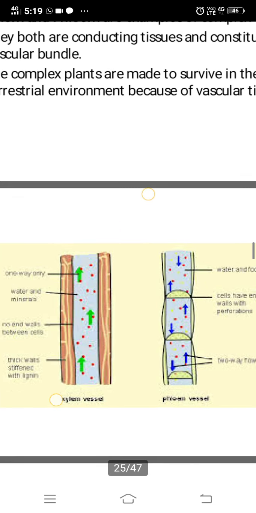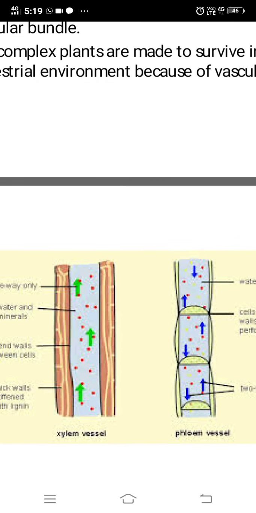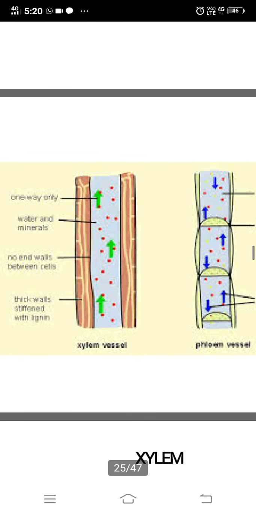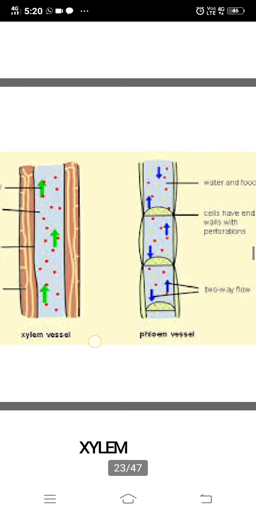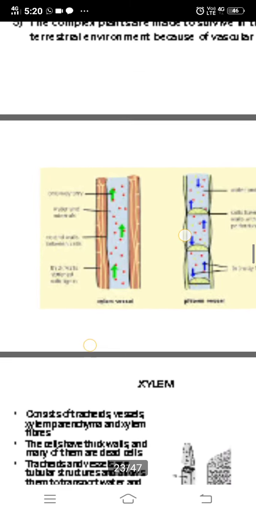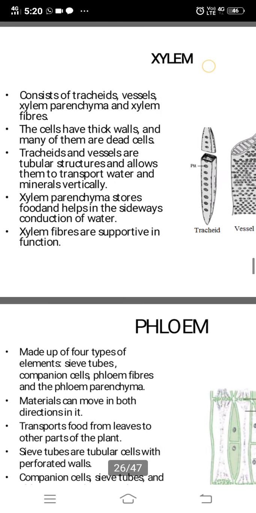Now you can see here xylem vessel and phloem vessel. So you can see the picture here. In xylem it is a one-way flow only, and in phloem two-way flow. Okay, the food is transferred in two-way flow. This is a major difference between xylem and phloem. Coming to xylem, we'll see in detail.